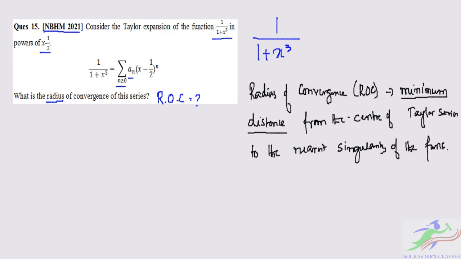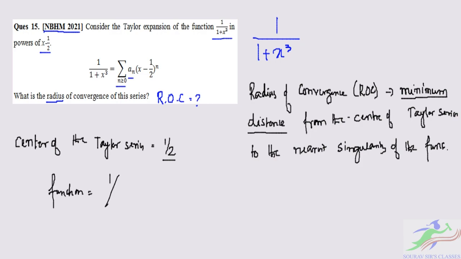Now, what is the center of this Taylor expansion? The center of the Taylor series is half, since we have x minus half. So the center will be half. And the function is simply 1 upon 1 plus x cube. Now, if we take this 1 plus x cube, it can be written as (x plus 1) multiplied by (x square minus x plus 1).